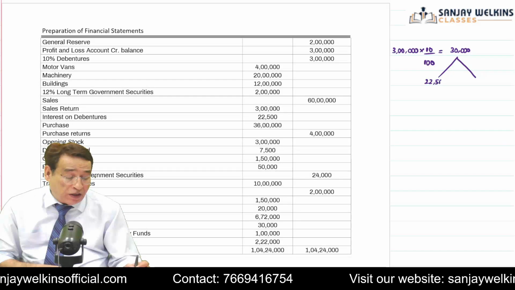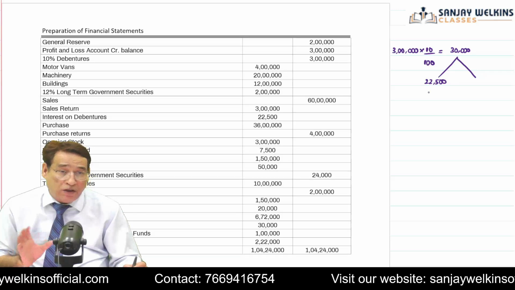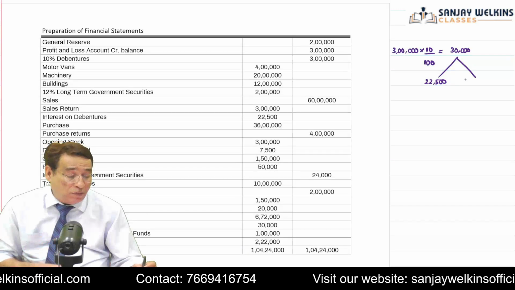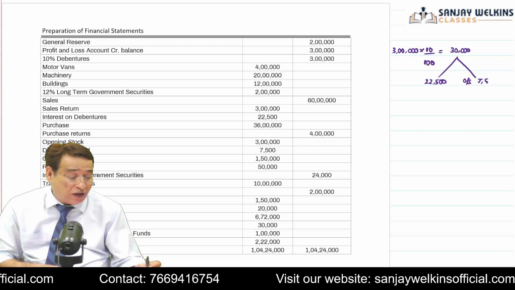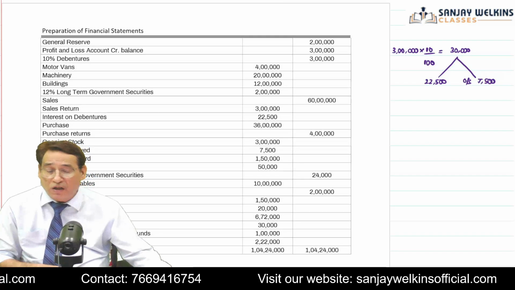Interest paid will be considered as an expense and it will come under finance cost. But it also means that there is outstanding interest to the extent of 7,500. Is it clear to you?